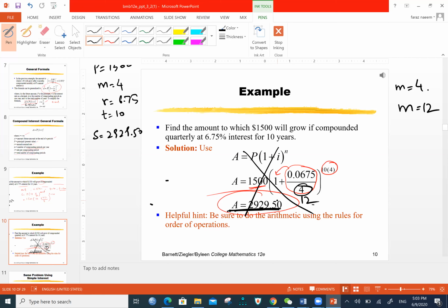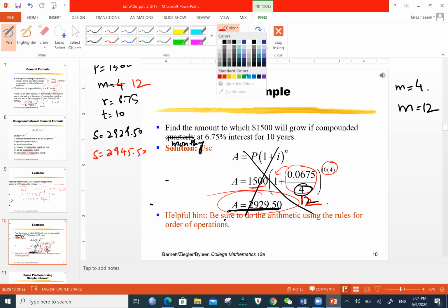Now we are saying that if we increase our compounding periods, like we say that instead of compounding quarterly, it is monthly. What would be the change? The change would be M will become 12. Understand? Here it will become 12. Then this amount will increase. It will become 29, maybe 45.50.